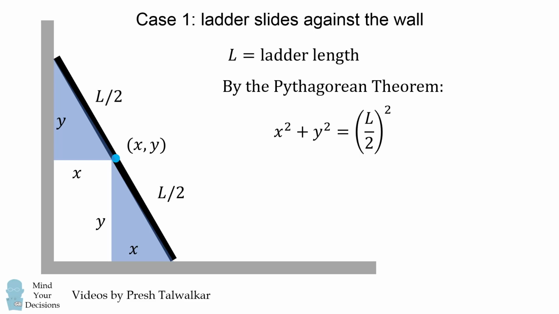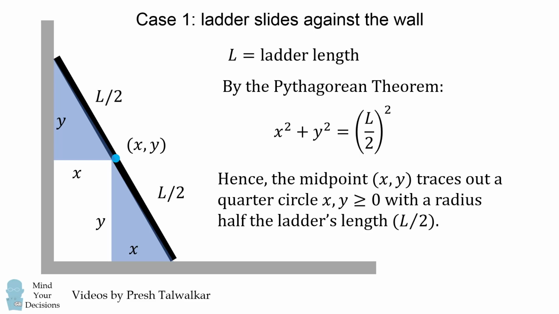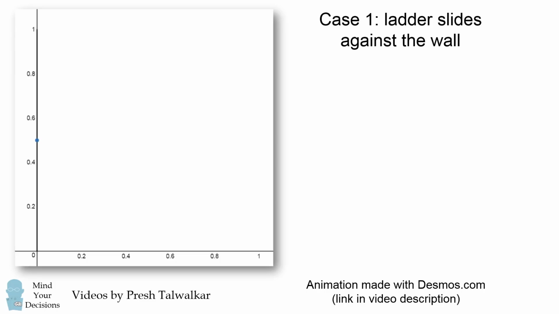This equation is very well known. In this case, the midpoint traces out a quarter circle in the positive quadrant with a radius that's half the ladder's length. And this is the proof of why the path is a quarter circle. But there's nothing quite like seeing it for yourself. So here's an animation that I made on Desmos.com, and you can see that the midpoint of the ladder exactly traces out the path of a quarter circle as it slides against the wall.